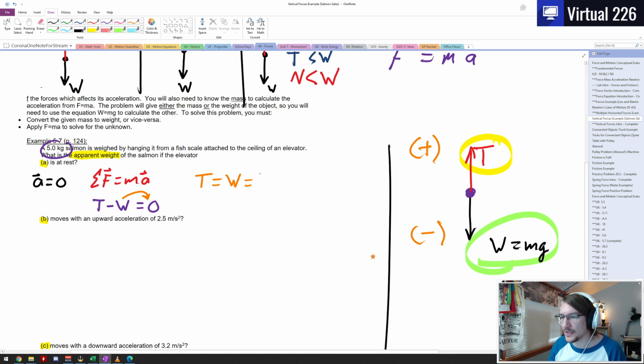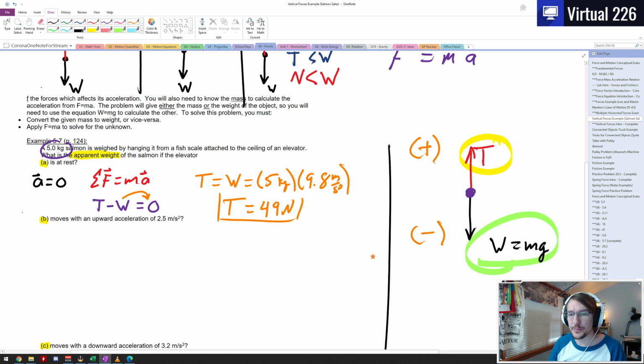And that means if we just take the 5 kilograms times the 9.8 meters per second squared for gravity, we get the tension here for part A is just 49 newtons. Okay, so that's our answer for part A there.